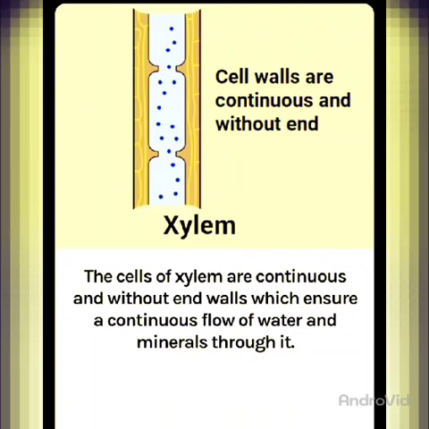The cells of xylem are continuous and without end walls, which ensures a continuous flow of water and minerals through it. So here is the xylem diagram. You can see there are no compartments present. There is no wall in between. There is a continuous flow of blue balls, and those blue balls show the movement of water molecules.